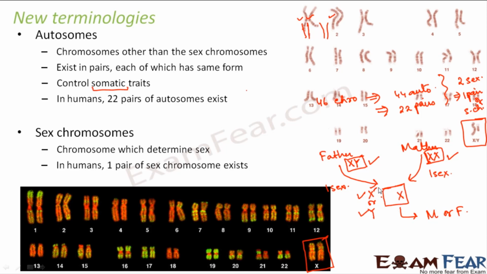Now if the father contributes X, then what will this pair be? This will become XX. And what is XX? It is a female. Now if the father contributes Y, it will become XY. And what is XY? XY is a male. So it will be male. So basically whether the child will be a boy child or a girl child is always determined by the father. Right? So these are autosomes and sex chromosomes.